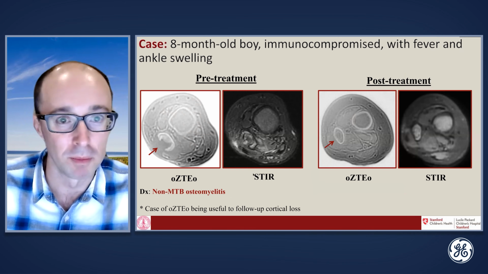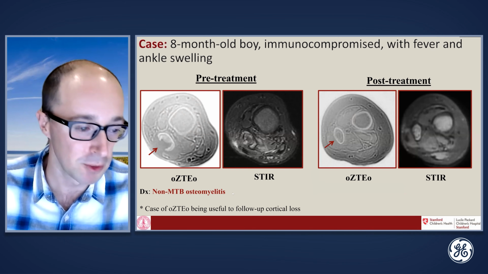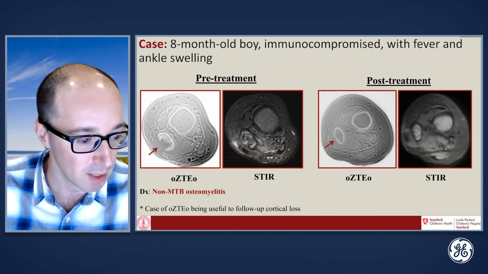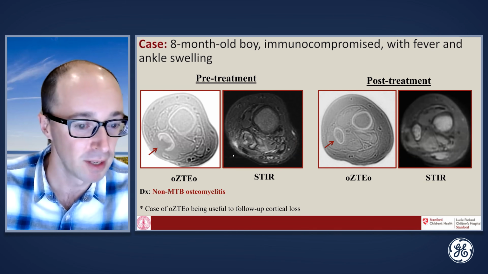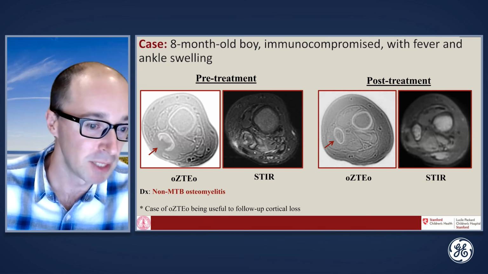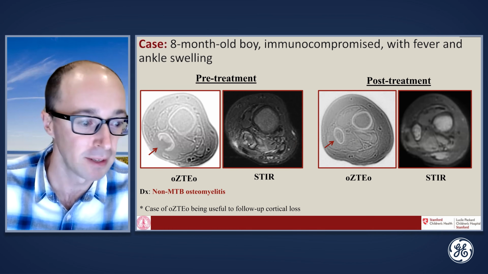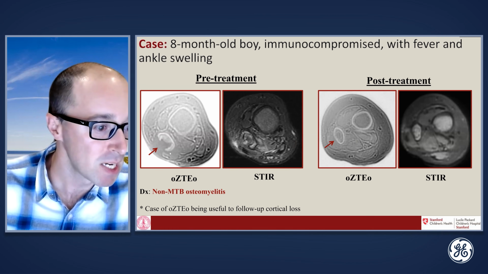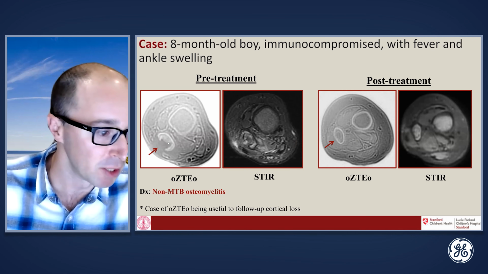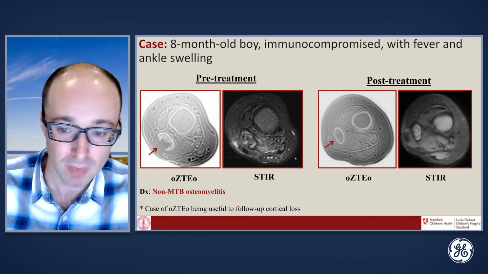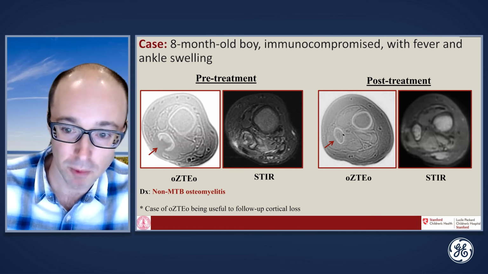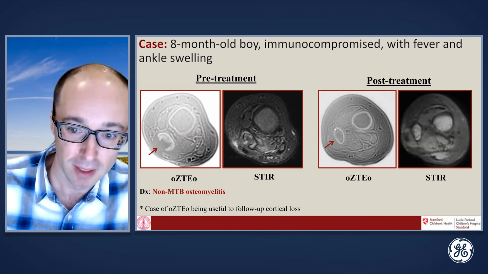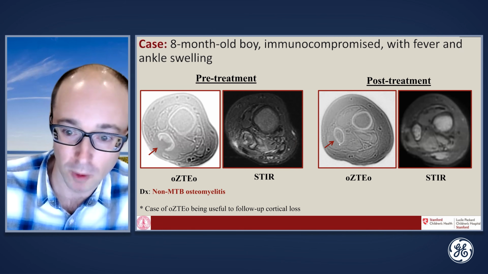Moving on to an 8-month-old boy, immunocompromised with fever and ankle swelling. This kiddo was diagnosed with non-MTB osteomyelitis. And so in our pre-treatment examination, we see increased edema in the region of the distal fibula. This is ankle. And in our osteo sequence, we clearly see that there's a cortical and intramedullary osseous destruction. The kid got treated with appropriate therapy, and we could see a well-healed distal fibula and we can see the good cortex of the bone.